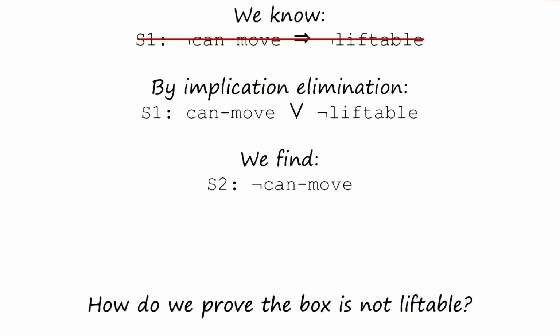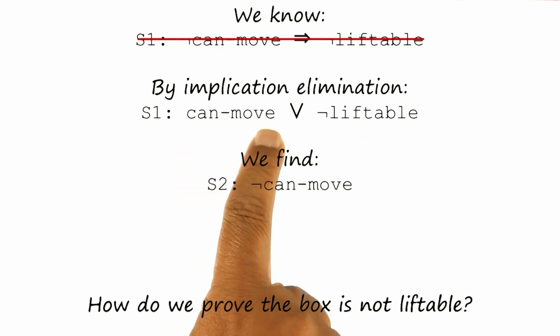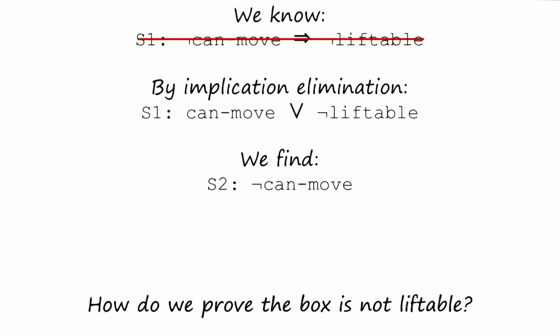So the first step in resolution theorem proving is to convert every sentence into a conjunctive normal form. A conjunctive normal form of a sentence can have one of three conditions. It can have a literal, that can be either a positive atom or a negative atom. It can have disjunctional literals, like here, can move or not liftable. Or it can have a conjunction of disjunctional literals. In this example, the third condition doesn't occur.